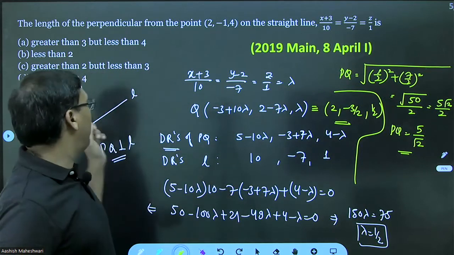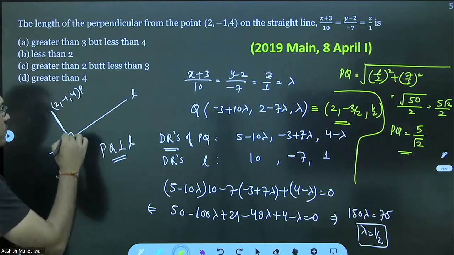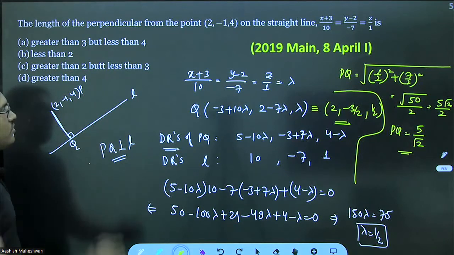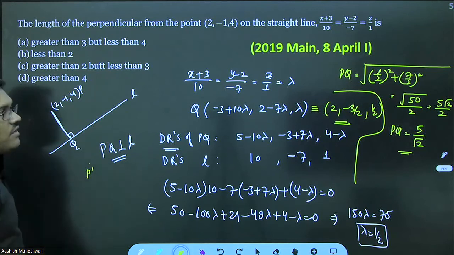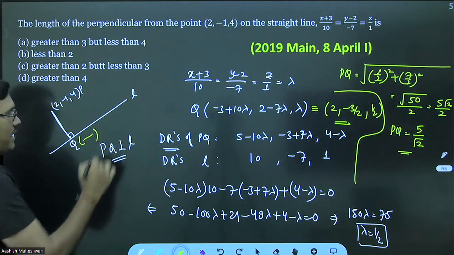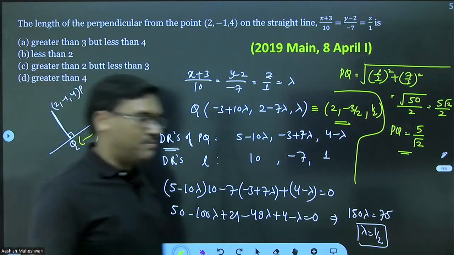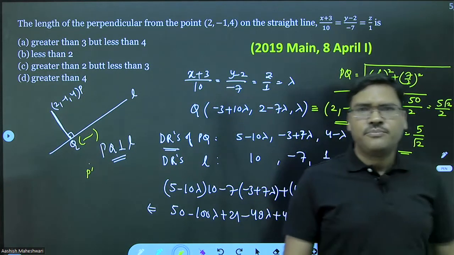Understand this: how to find, if the question was, what is the image of this point? You can say this is P dash. Now we have got this point Q, apply the midpoint formula, and you can easily get the image of this point. So that's it for now.